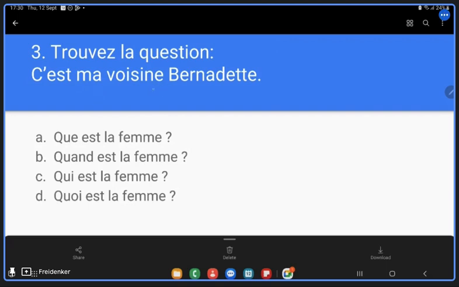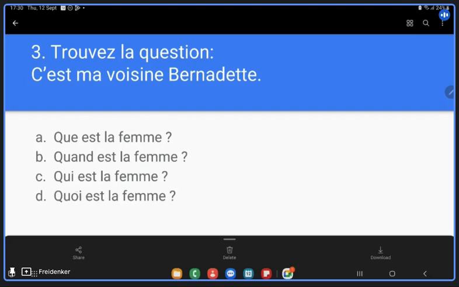That is masculine. Anyways, the question here should be option C, because quand is when. When is the woman, when is the lady, is wrong. Who is the lady is correct. Qui est la femme? Que est la femme is also very wrong. It's like what is the lady? That is a wrong question. Quoi is also what, but in an informal context.